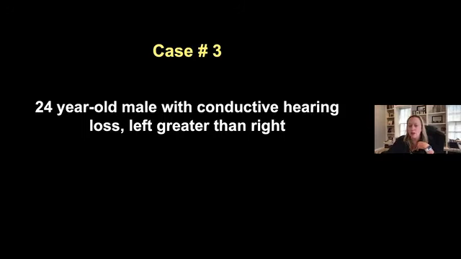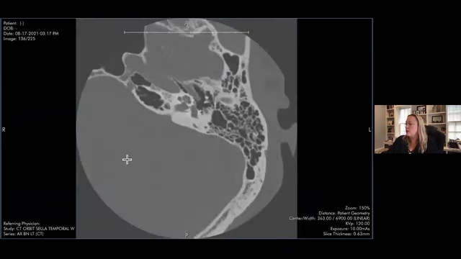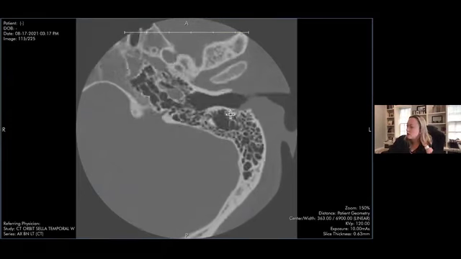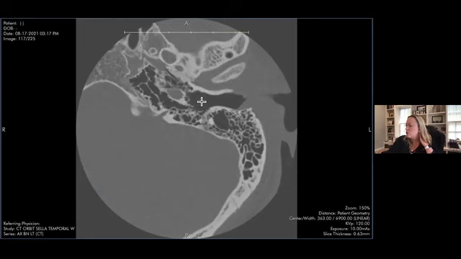Case number 3 is a 24-year-old male with conductive hearing loss, left greater than right. And I'm going to pull up the images. So here's his left temporal bone. They got a temporal bone CT to work up this conductive hearing loss. And here on the temporal bone CT, I'm going to scroll a little bit. We can see our external auditory canal. Tympanic membrane is normal.